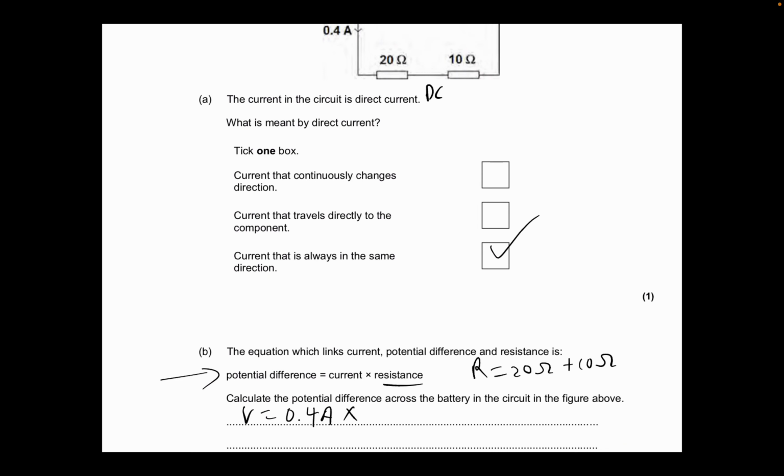This symbol just means ohms, which is something you have to understand about physics. So 20 ohms plus 10 ohms gives you 30 ohms, and you write that down. The voltage is equal to 0.4 amps times 30 ohms, which is 12 volts. So that's going to be your answer: 12 volts.